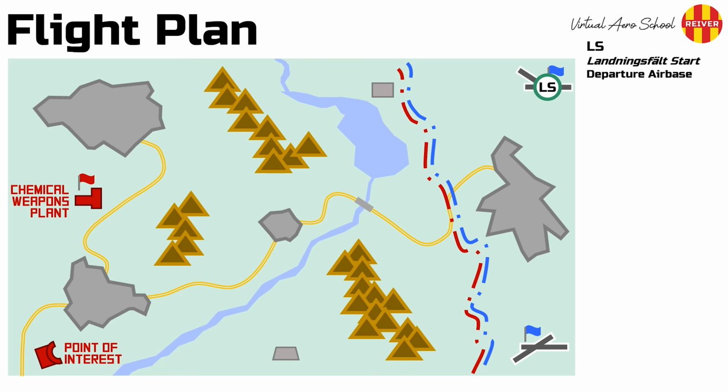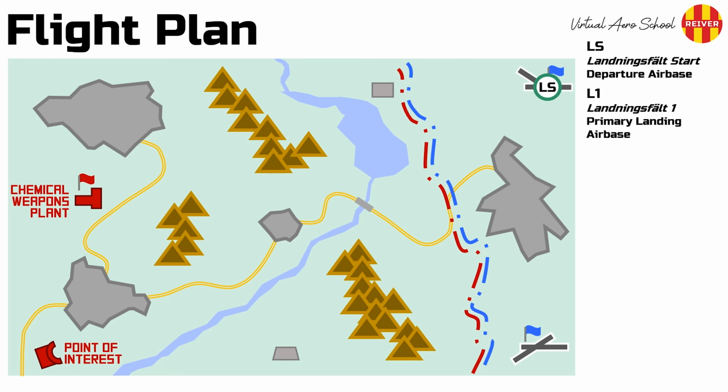By default, the location of the LS waypoint is copied to the location of the L1 waypoint. L1 stands for Landningsfelt N and represents our expected arrival airbase. In other words, we are expecting to return to the same airbase after completing our flight.